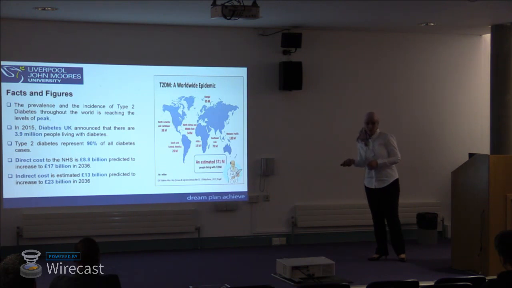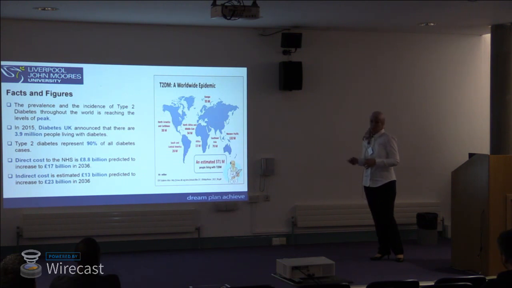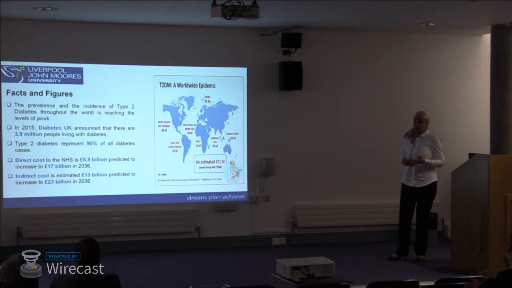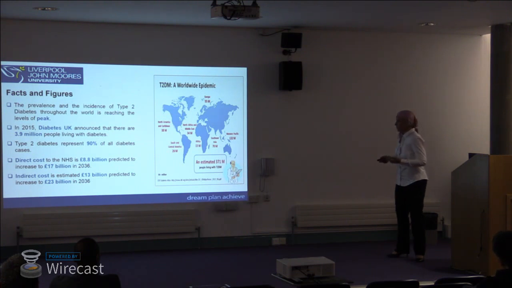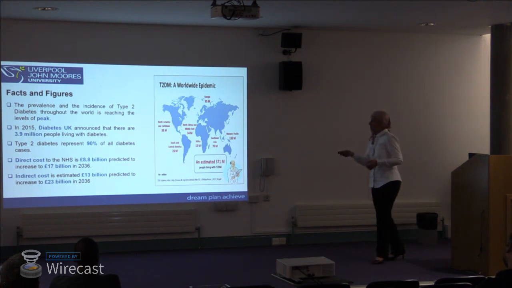Beyond the human suffering, there is a direct and indirect cost to the NHS. The direct cost is 8.8 billion, and it's predicted to be higher in future years, as well as an indirect cost, which is 13 billion, and it is also estimated to be higher in the coming years. The direct cost includes complications, treatment, and diagnosis. The indirect cost covers sickness, mortality, as well as informal care. For example, when people keep working but, because they have this condition, their productivity goes low. So this costs a lot of money to the NHS.